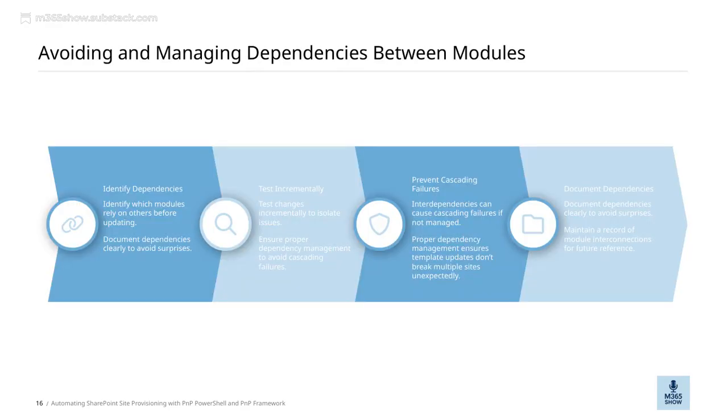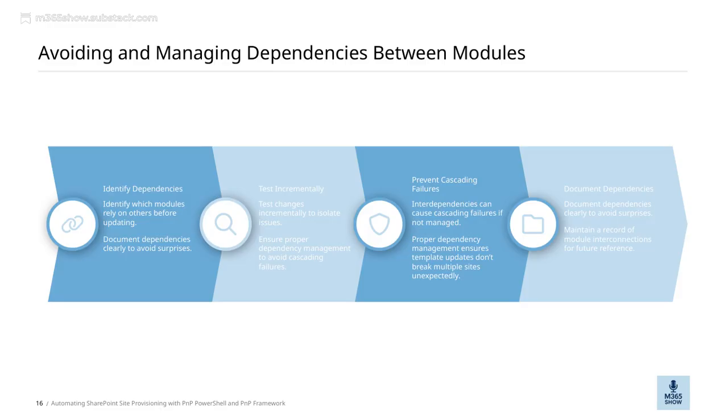Now, let's talk about avoiding and managing dependencies between modules. One of the most critical steps is to document dependencies clearly. This helps us avoid surprises down the line, especially when making updates or changes. Keeping a record of how modules are interconnected is essential for future reference, so we always know what relies on what. Interdependencies, if not managed properly, can lead to cascading failures. Imagine updating one module and unintentionally breaking several others. That's why proper dependency management is vital. By doing this, we ensure that our template updates don't cause unexpected issues across multiple sites.